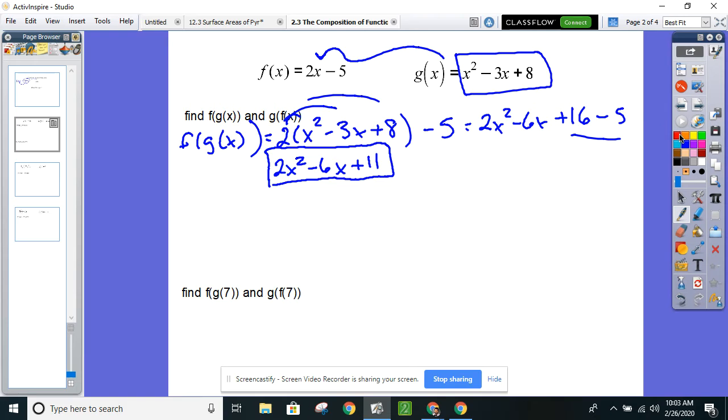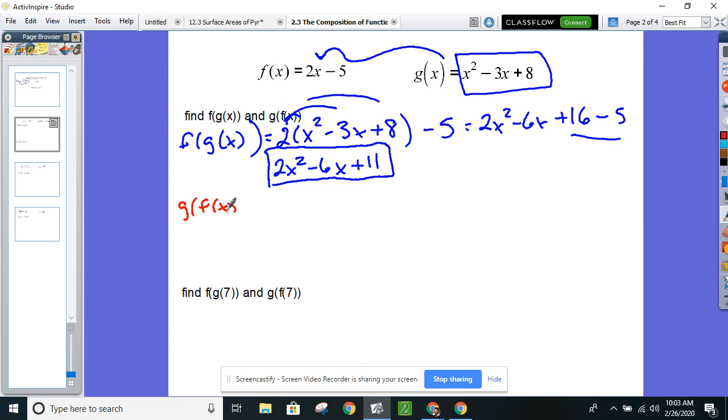So let's try the other one. The other one's saying, hey, what's g of f of x? That means we're going to take this equation and we're going to plug it in for both the x's in the g of x equation, both x's. So when we do that, we end up getting parentheses 2x minus 5 squared minus 3 parentheses 2x minus 5 plus 8.